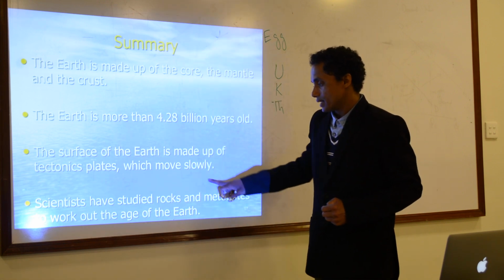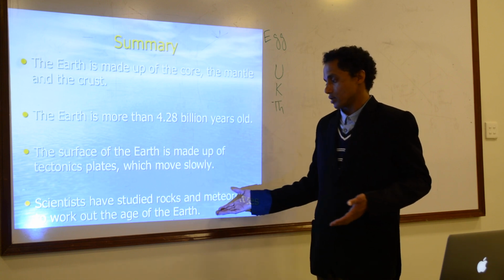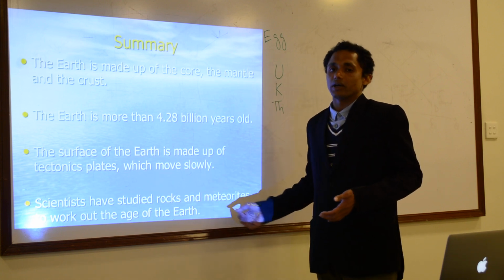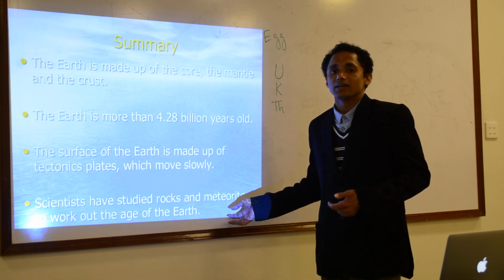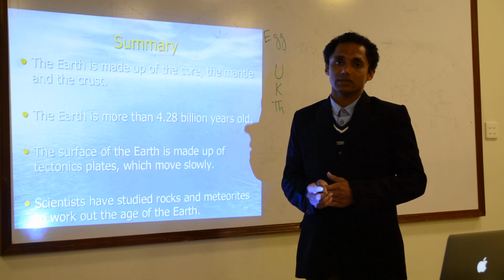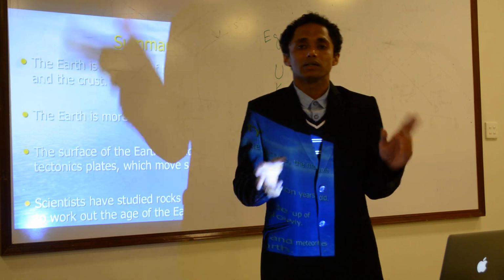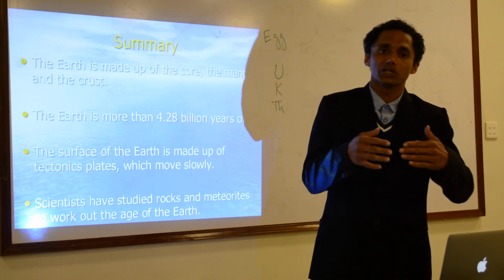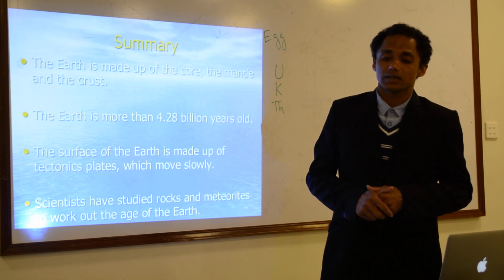Scientists have studied the rocks and the meteorites to work out the age of the Earth. We also know of different meteorites, like the one in Arizona, USA, which fell from the sky. The scientists can compare their age with the Earth's age, because both formed at the same time when the planetary system was formed.